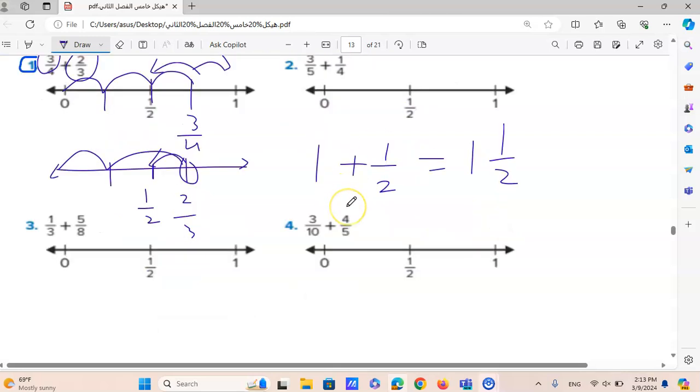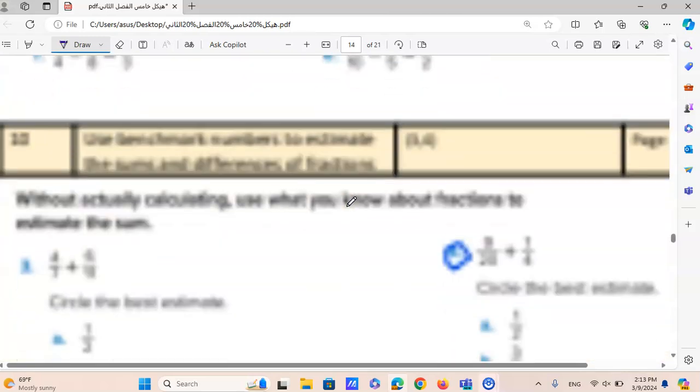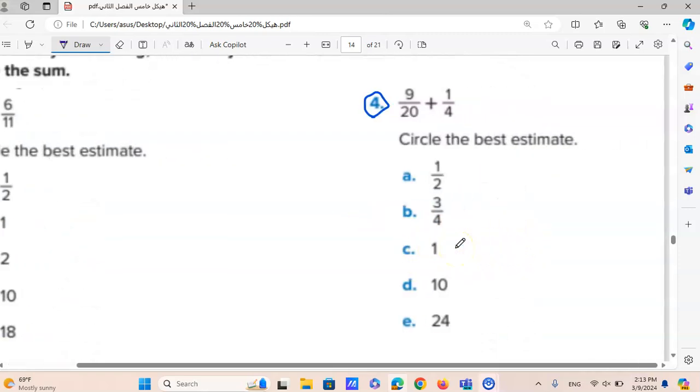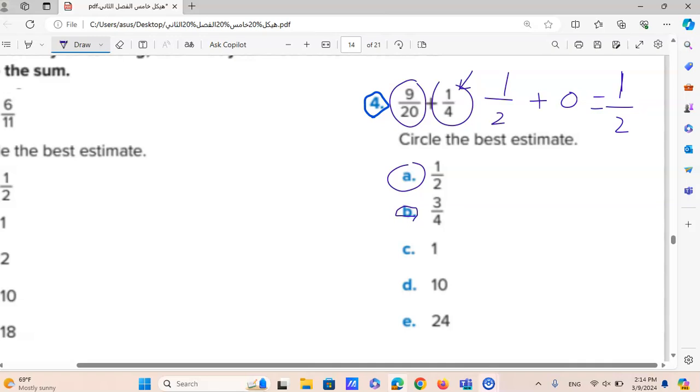I want to do a question someone asked me about on WhatsApp. This one is very important. The best estimate is B, but we didn't learn how to make it. So we learned the way we used in the textbook. This is about 9/20, which equals half, and 1/4 can be rounded down to 0. So together both are 1/2. Okay, so the best estimate in my own way is 1/2.